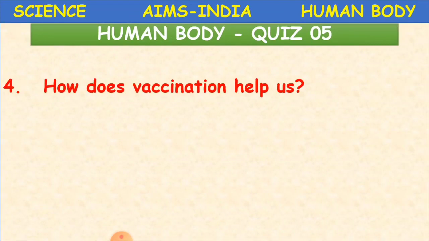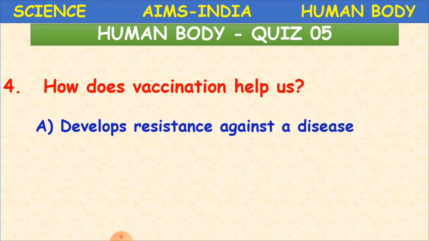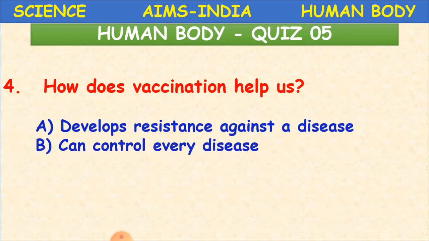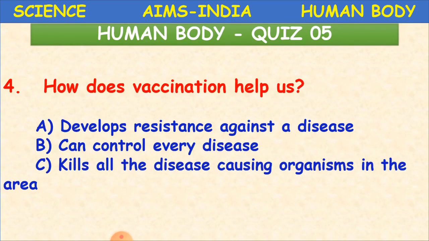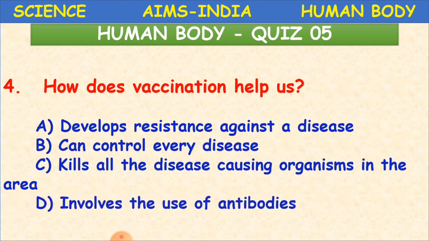Now, fourth question, how does vaccination help us? Develops resistance against a disease, can control every disease, kills all the disease causing organisms in the area, involves the use of antibiotics. Why do we need vaccination? How is it going to help us? And the answer is develops resistance against a disease. If we have the vaccine, even though we are getting the disease, it is going to develop the immune system. It is going to resist against the disease so that we don't get the disease. Clear, children? Okay.